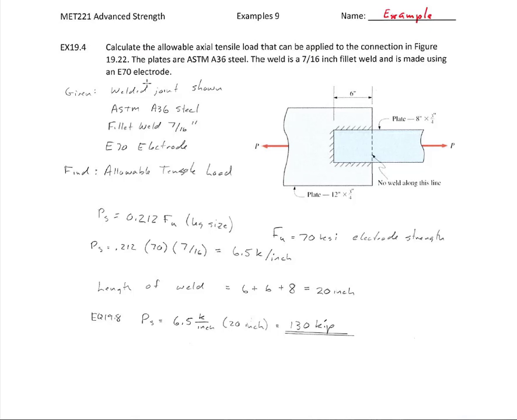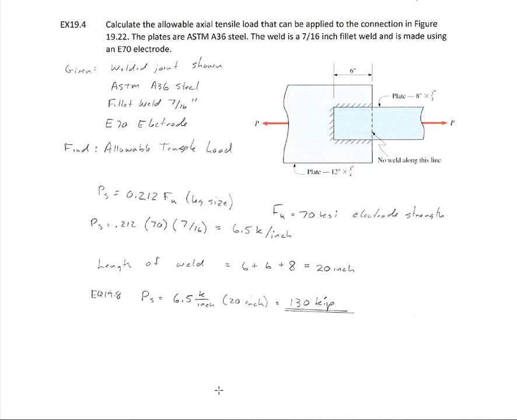Okay, so we're given a welded joint. We're given ASTM A36 steel. We're given a fillet weld, 7/16 leg size, and we're given an E70 electrode, and we're supposed to calculate the allowable tensile load. Okay, so therefore, this is going to be based on the strength of the weld. So we're going to use that equation.